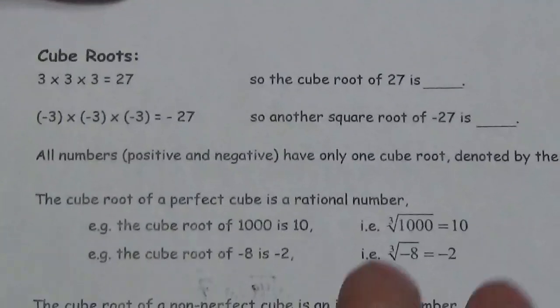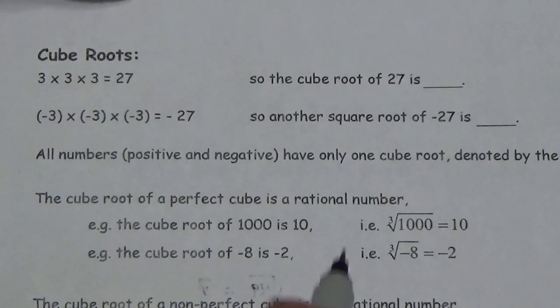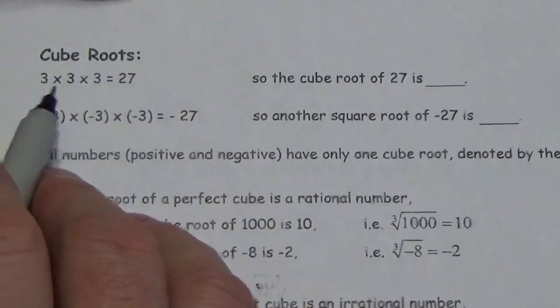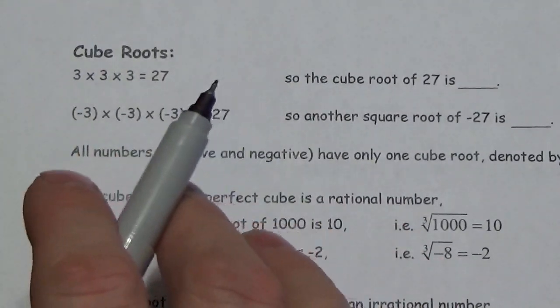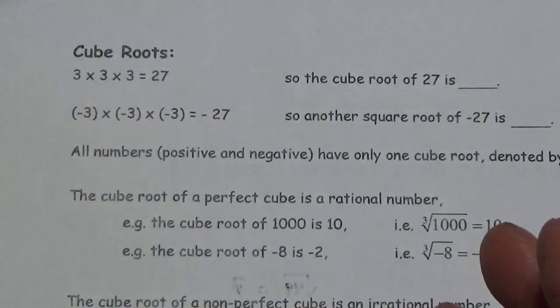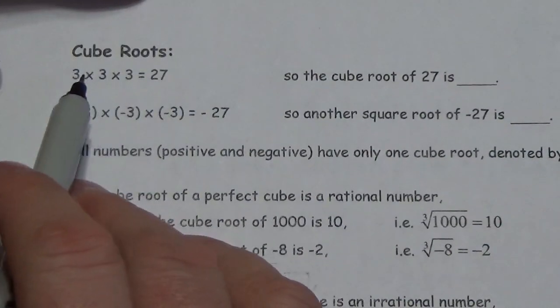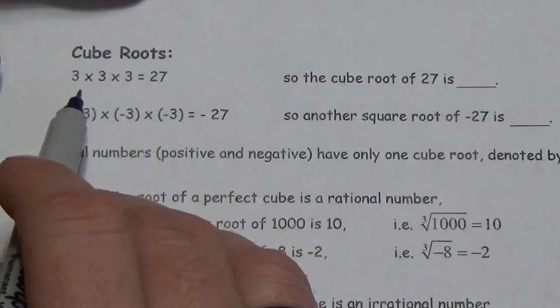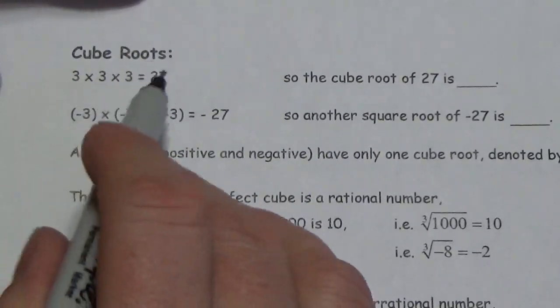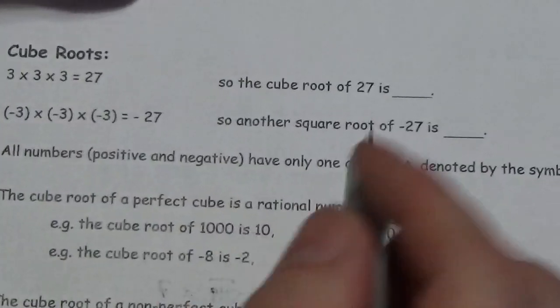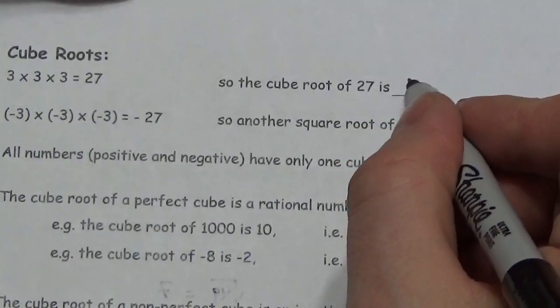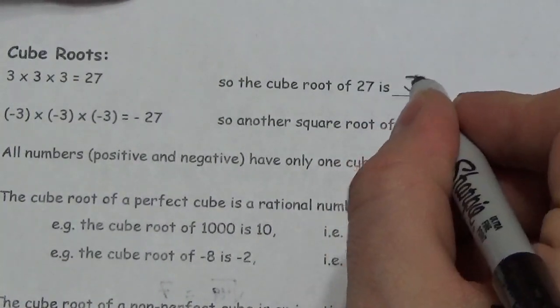All right, so cube roots. Cube root is basically related to finding the volume of a cube, or a rectangular prism, if you will. You go length times width times height, but when the length, width, and height are all the same, you're going to generate the volume of a cube. So the cube root of 27 is going to be 3.